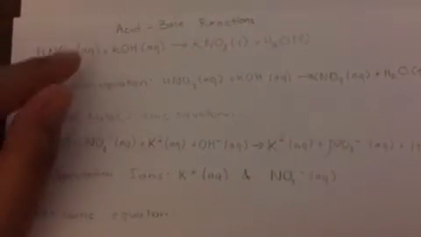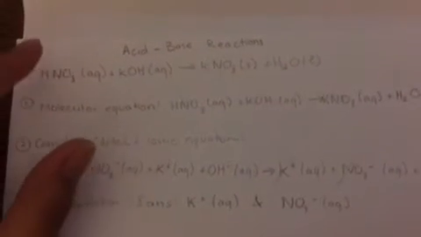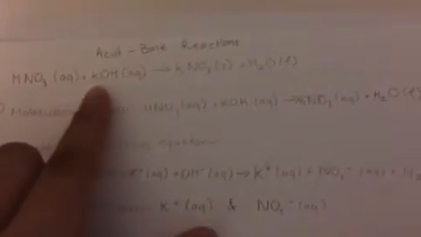The steps in how to find the net ionic equation are to find the molecular equation, write out the total ionic equation, find out the spectator ions, and finally the net ionic equation. The molecular equation for HNO3 will be the same as it's written, as you can see.